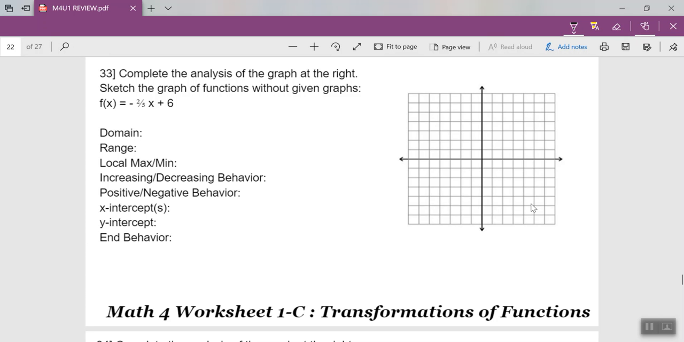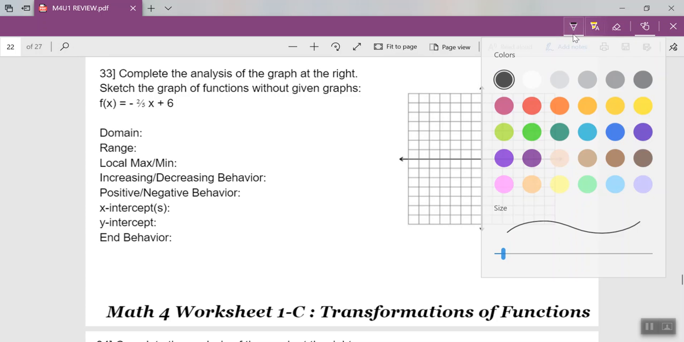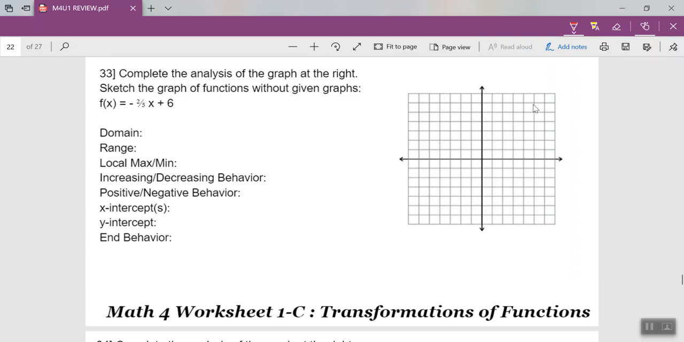I didn't give you, oh, that's right, I had you sketch the graph. From positive 6, 1, 2, 3, 4, 5, 6. We're going to go a slope of -2/5, which means down 2 over 5: 1, 2, 3, 4, 5. Down 2 over 5 again. And the line is going to go off in that direction.